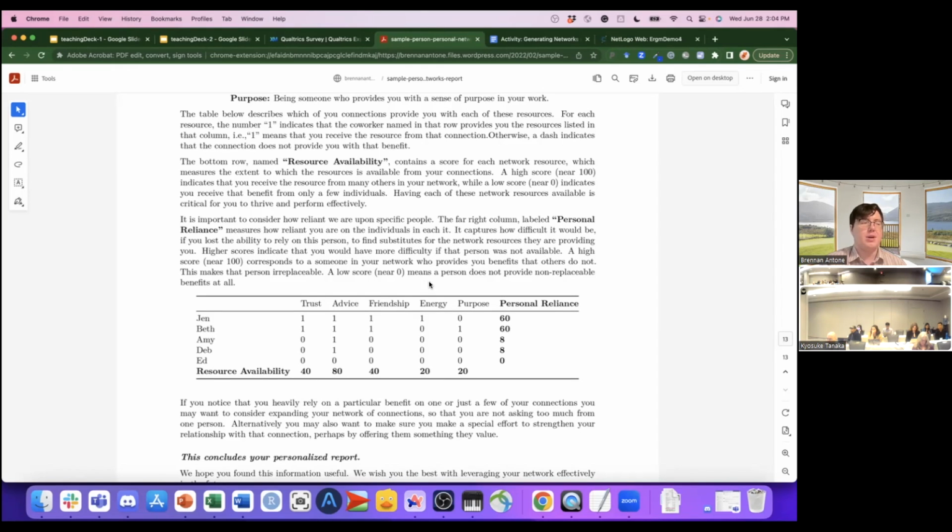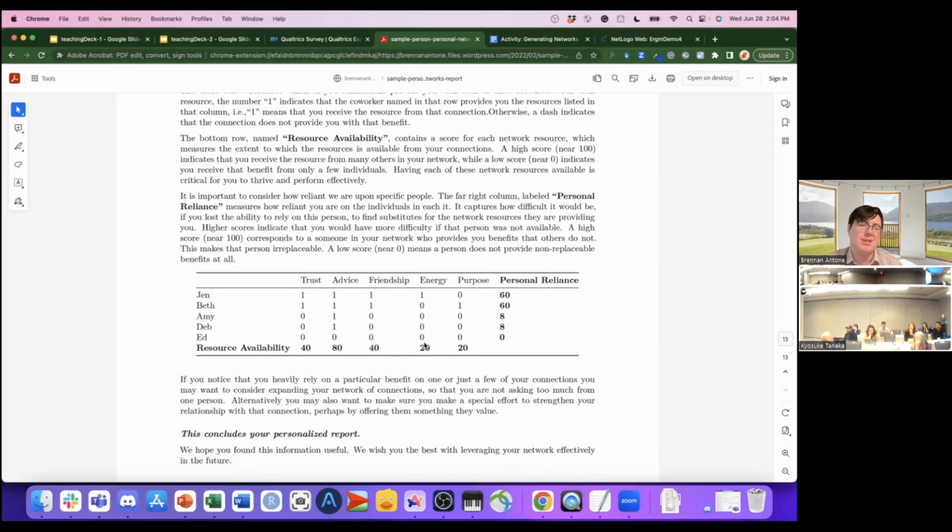And also that's important to think about, because if Jen leaves the network, or if they lose their connection with Jen, then they don't have another person who's providing that sense of energy. So that's plotting out how sensitive you are to turnover on that one person, and also to help you reflect on, hey, am I relying on this one person for too many things? And should I maybe spread out that reliance amongst different people in my network?